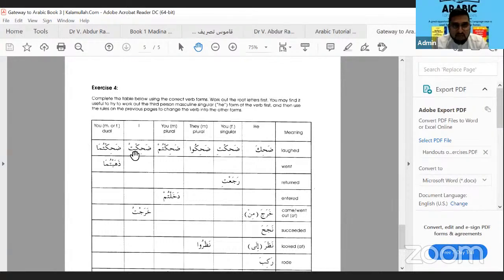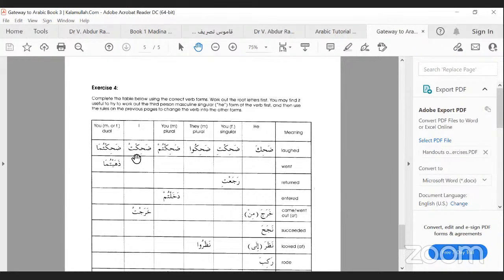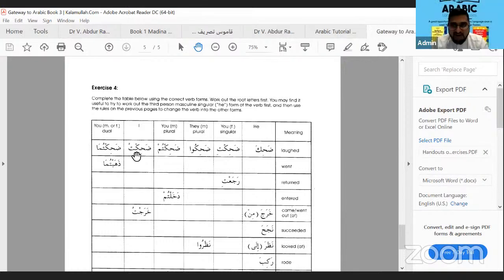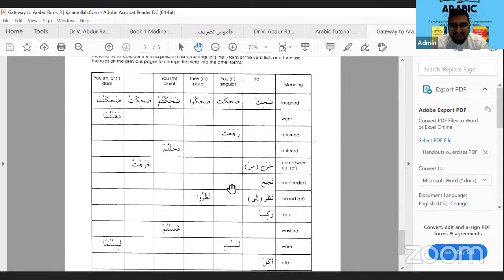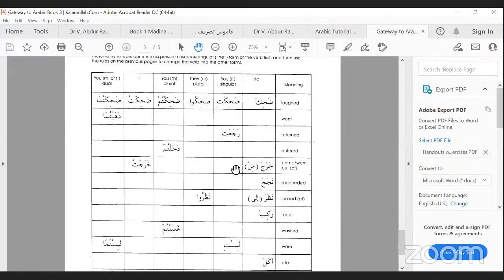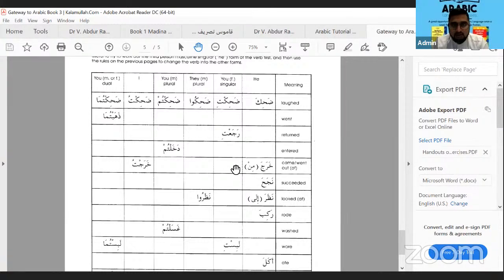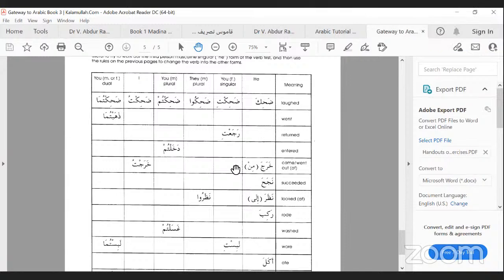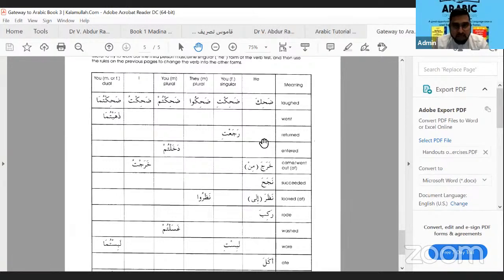Dhahab, ذهبت. Boy, what does dhahabto mean? ذهبت means I went. Dhahabto, I went. Yes, good boy. Right. How do you find that exercise? A bit challenging? Not too. As in, not too challenging. Okay. Let's do the next one then.